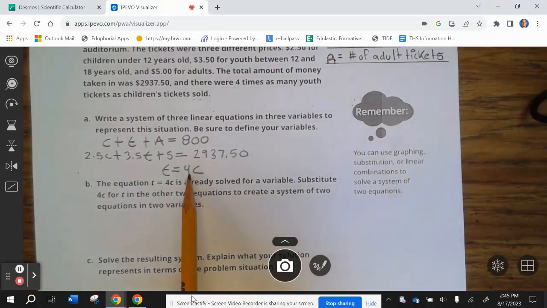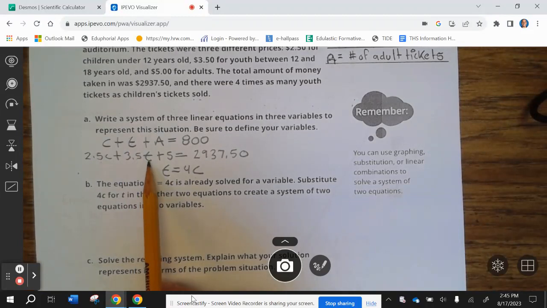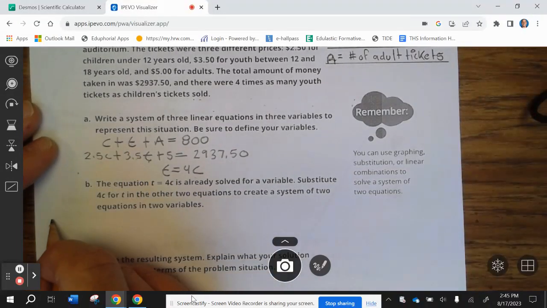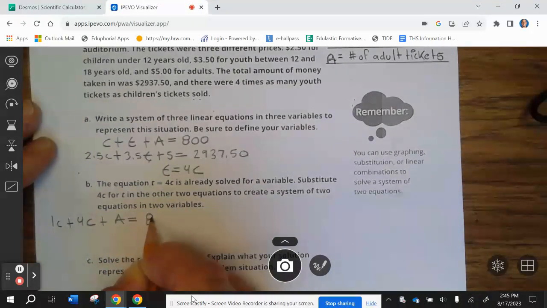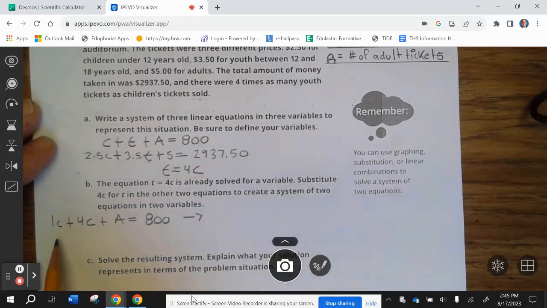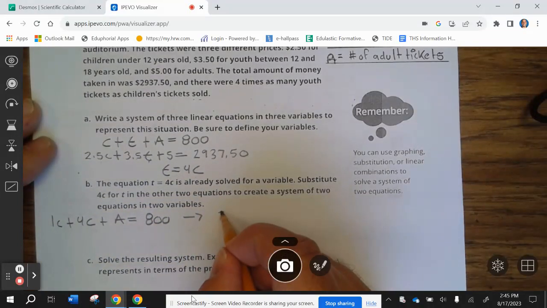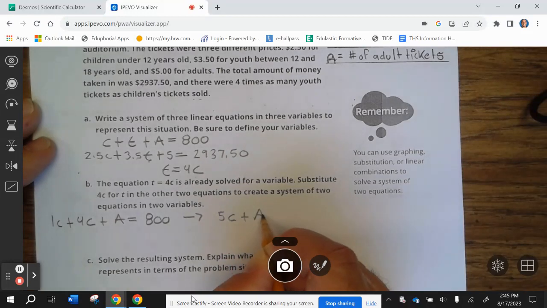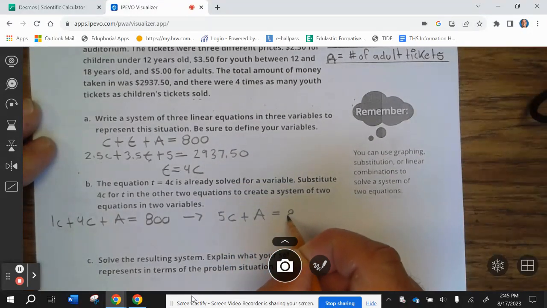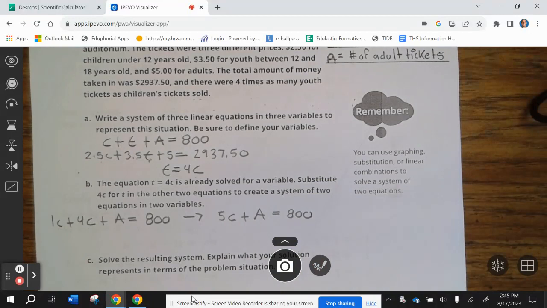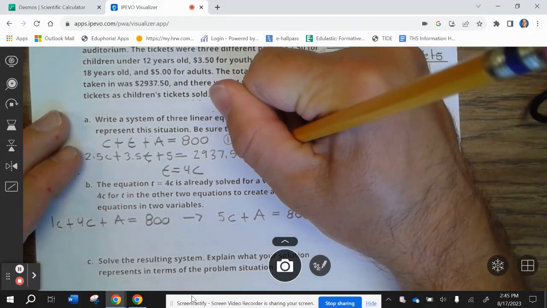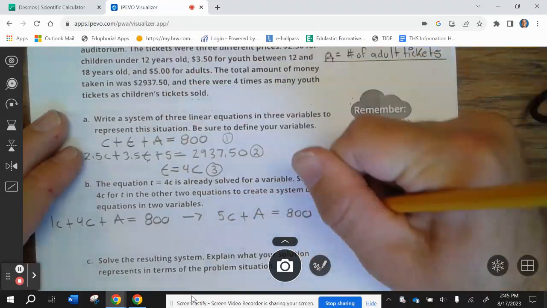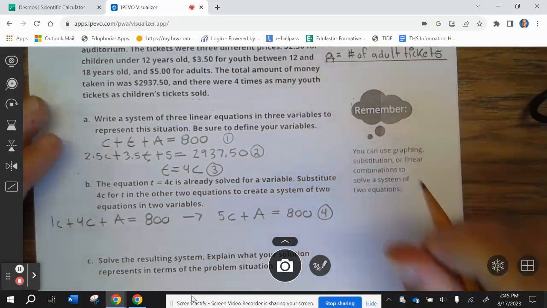Now, we can substitute this in for T here and here. So let's go ahead and do that. So we have 1C plus 4C plus A equals 800, which when you simplify, 1 plus 4 is 5C plus A equals 800. Now, let's call this equation 1, this equation 2, and that equation 3. So this is equation 4.